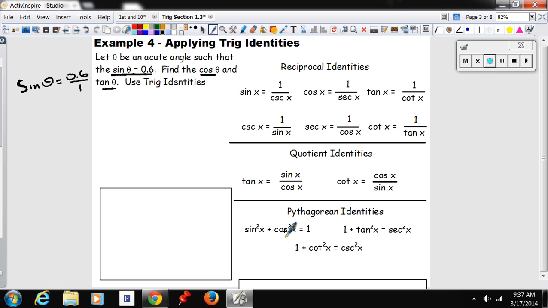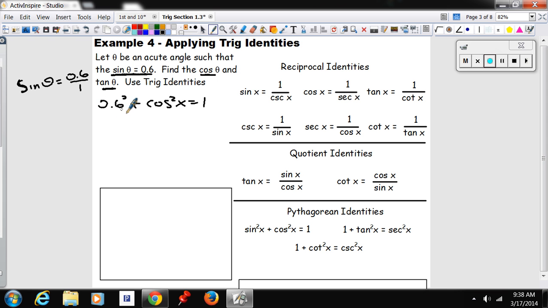So I'm going to take that identity. I'm going to take out sine, and I'm going to put in 0.6. So 0.6 squared. That's what this says. Sine squared, and sine is 0.6. 0.6 squared plus cosine squared equals 1. That's an identity. Yes. X just represents the angle. Or it could be like theta. Sorry. These could be a theta here.